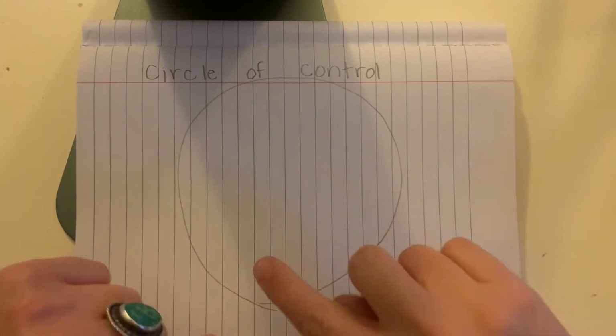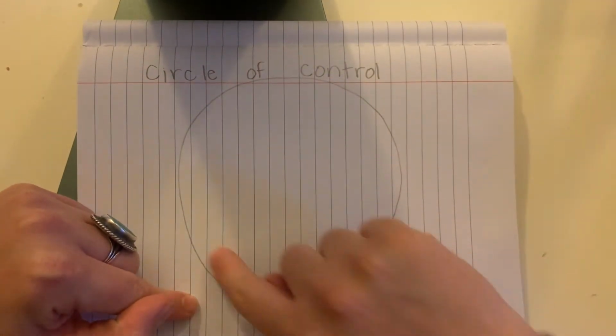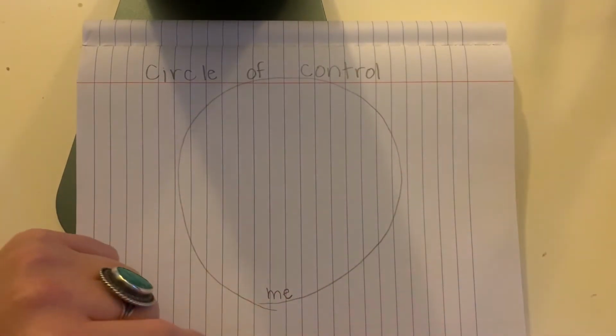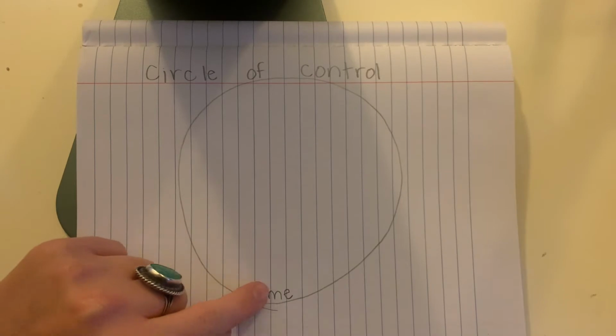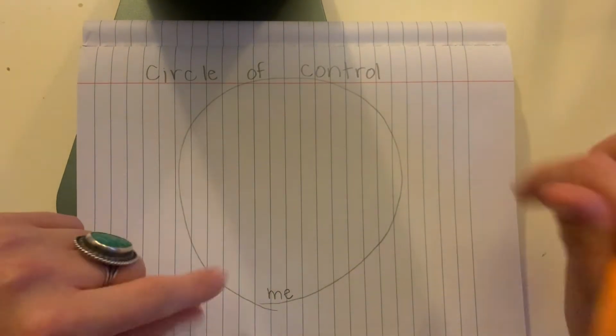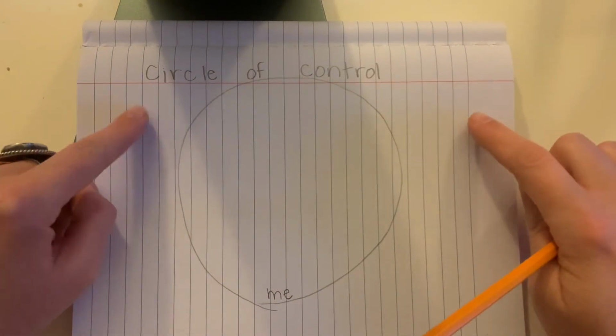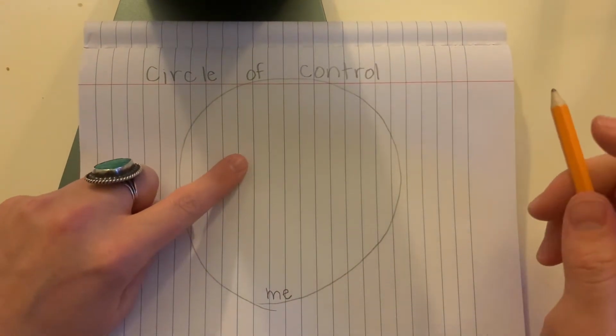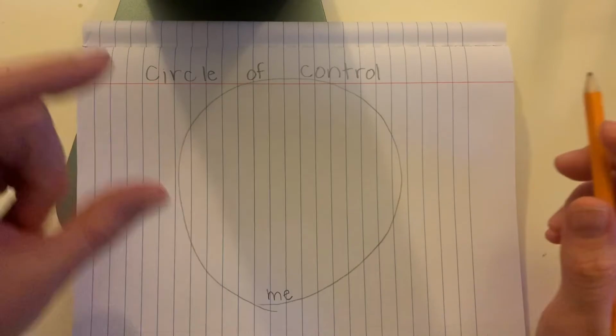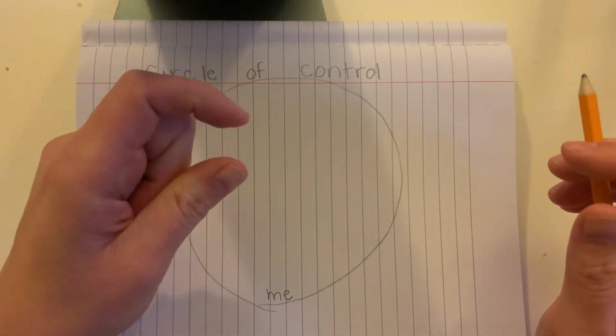All the things in the circle are things that I can control. So me is in charge here. Now, outside are the things that are not me, things that I cannot control. So inside, I am going to draw a couple of things that I can control. I'm going to draw them kind of small.